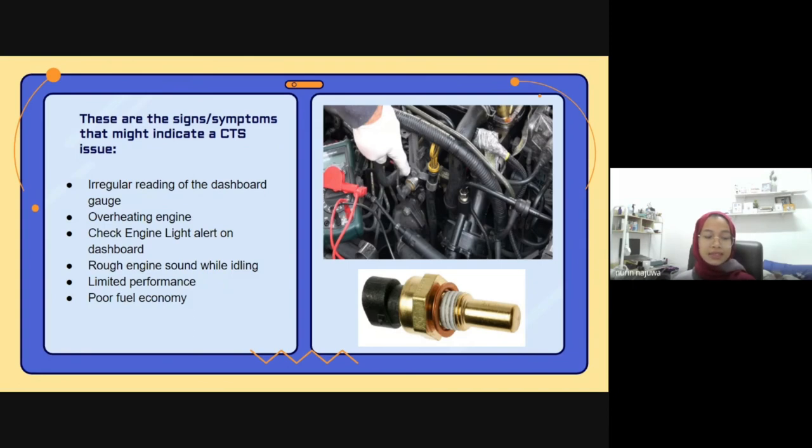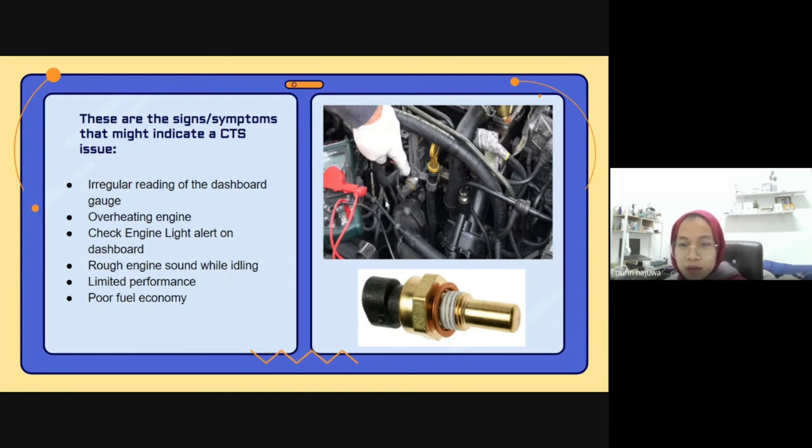Usually it is caused by the ECU miscalculating a full rich mixture. A full rich mixture is an excessive proportion of fuel, which means it has more gasoline and less oxygen. And then the last one is poor fuel economy. Fuel economy refers to the number of miles a car can travel using a specific amount of fuel.